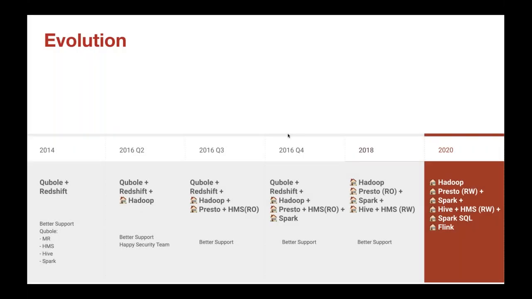The next slide shows how we evolved from early 2014 till now. At the early stage, we mainly used third-party vendor services, including Qubole and Redshift. Along the way, we tried to develop our in-house platform, including Presto, Hadoop, and Spark as well. In 2020, we have Hadoop, Presto, Spark, Hive, SparkSQL, and Flink. Presto right now is mainly used as our ad hoc interactive query system. For offline query processing, we mainly use SparkSQL, and we are in the migration from Hive to SparkSQL at the moment.